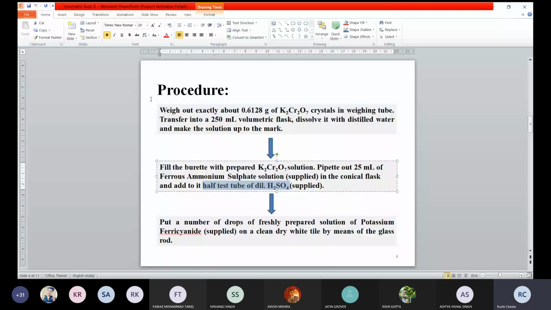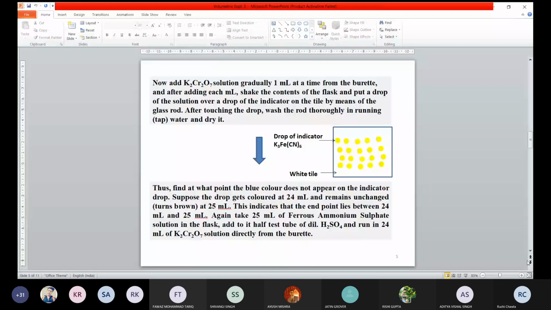Then, a number of drops of freshly prepared solution of potassium ferricyanide will be placed on a clean, dry, white tile by means of a glass rod. This I will show you with the help of a figure. Slide number 5, is it visible to everyone? Yes, ma'am. So this is the white tile as you can see on the slide, and with the help of a glass rod, you will place the drops of the indicator on the white tile. The drops will be yellow in color. This is a drop of the indicator potassium ferricyanide.